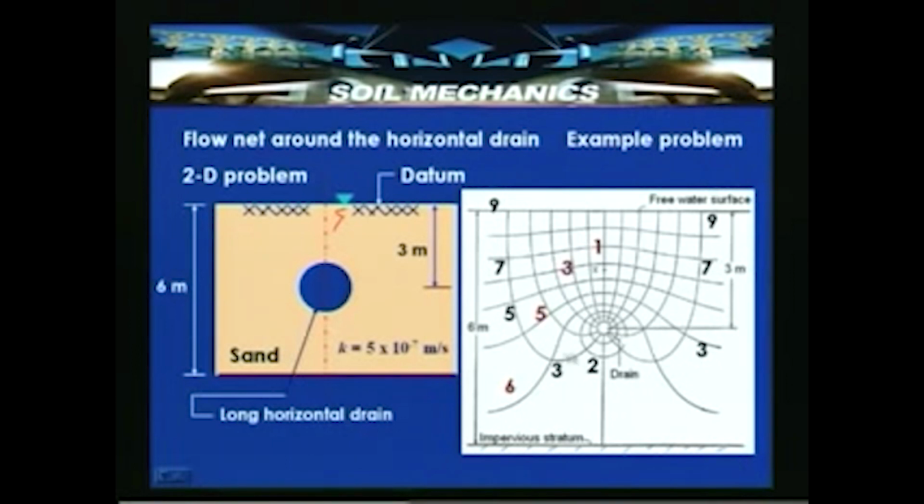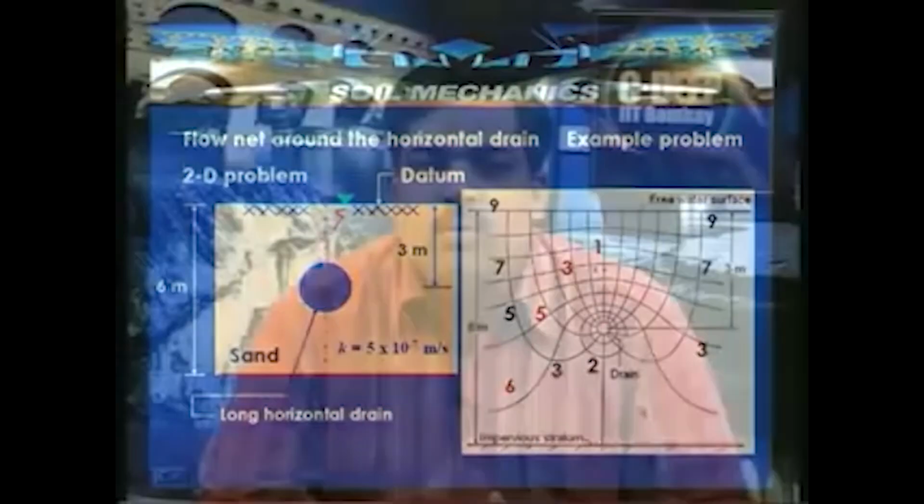Similarly on this side. Then flow channels. This is the first flow channel, second flow channel, third, 4, 5, 6. These are the number of flow channels which determine this particular flow. So in this slide, what we are trying to do is the flow net construction, for example, for a long horizontal drain, which can be considered as a two-dimensional problem. So, let us look into the solution.